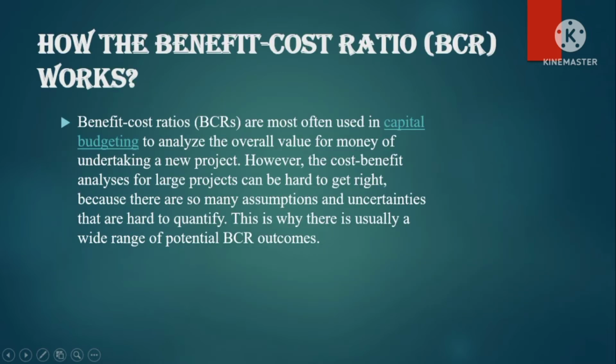So how does the benefit cost ratio work? BCR is most often used in capital budgeting to analyze the overall value for money of undertaking a new project. The BCR is calculated by dividing the proposed total cash benefit of a project by the proposed total cash cost of the project. Prior to dividing the numbers, we take the net present value of the respective cash flows over the proposed lifetime.